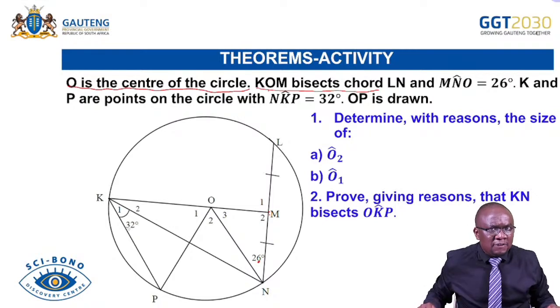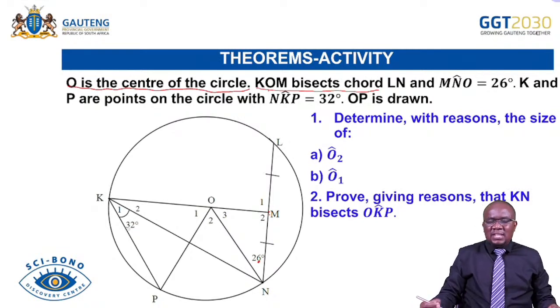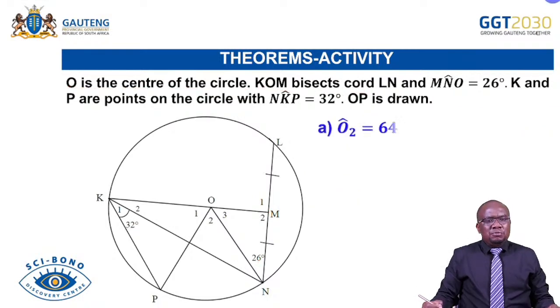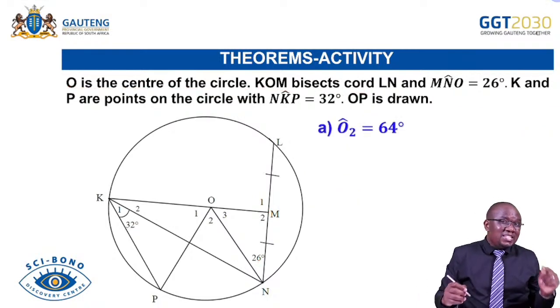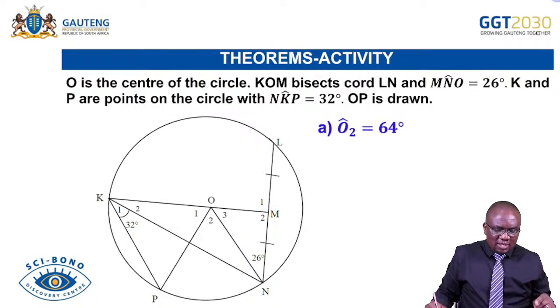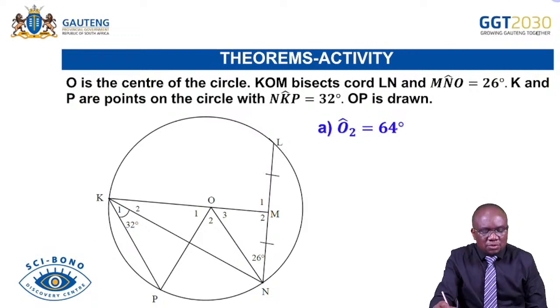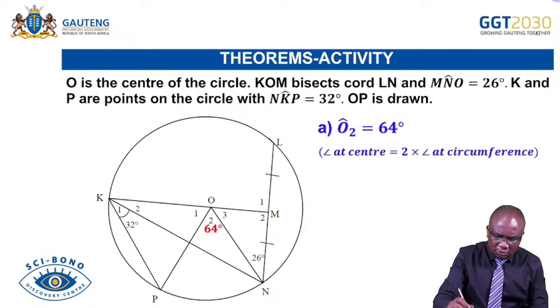So what is the size of angle O2? Everyone must get this one right. It should be 64 degrees. Do you agree? It should be 64 degrees. The angle subtended by an arc at the center is 2 times the angle subtended by the same arc at the circumference. So this O2 is 64 degrees. Don't forget the reason.